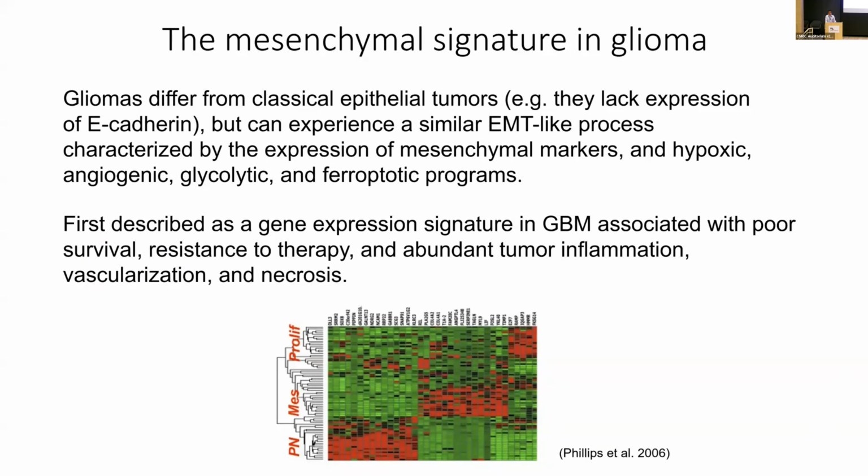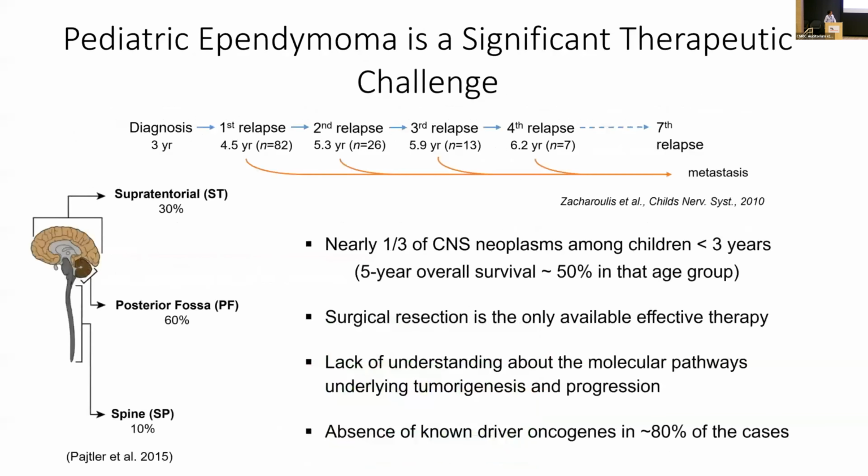Its signature was first described in the context of glioblastoma, and was associated with poor survival, resistance to therapy, tumor inflammation, vascularization, and necrosis. With the advent of single-cell approaches, it has become evident in glioblastoma that every tumor is very heterogeneous, and at least a subset of the cells will present this mesenchymal phenotype. It has also become evident that other gliomas can have this type of phenotype too. In our lab, we have been focusing on pediatric ependymoma.